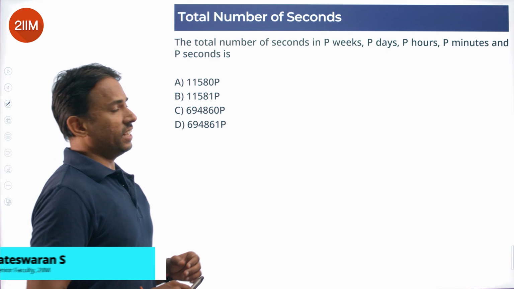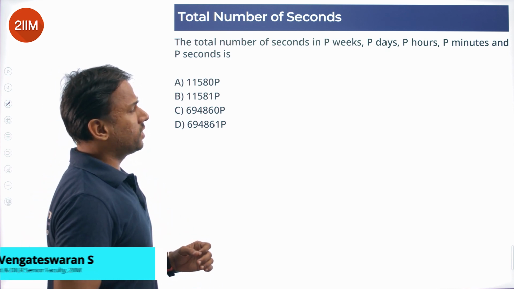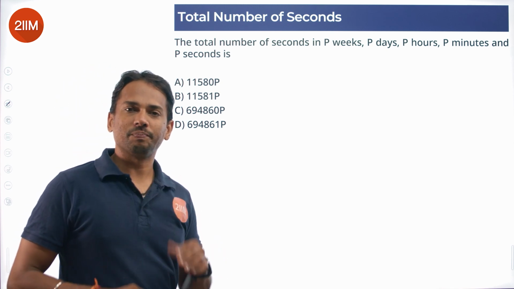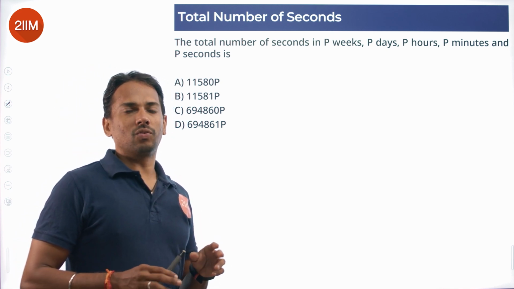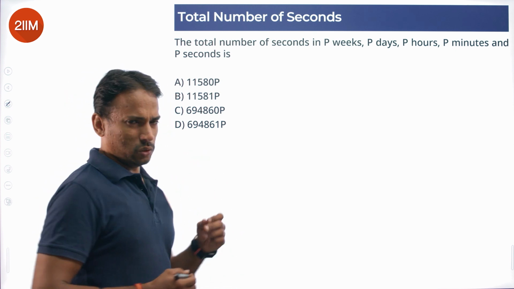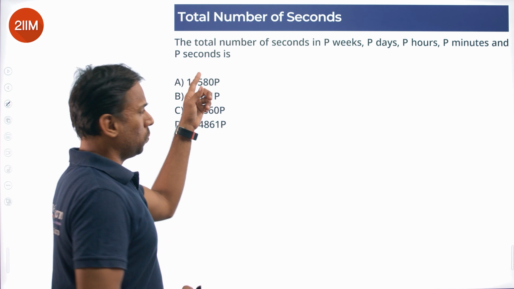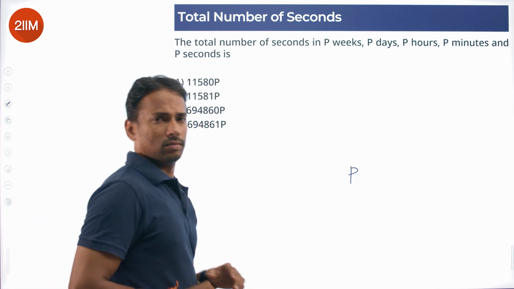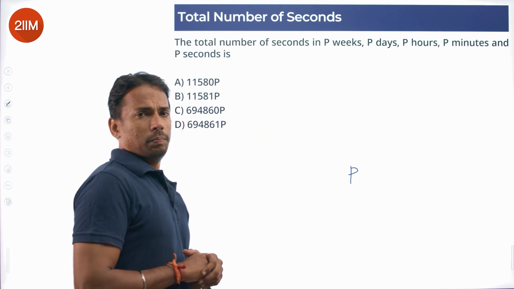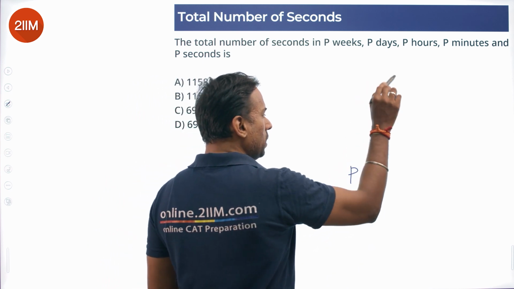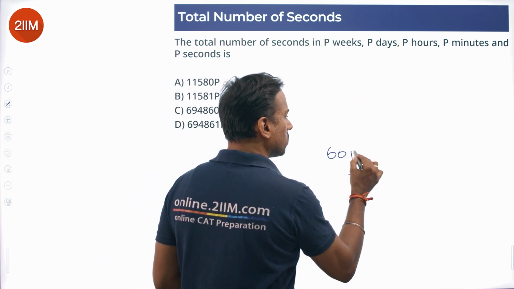The total number of seconds in P weeks, P days, P hours, P minutes and P seconds is how much? So easy in terms of concept, little tough in terms of calculation. So let's try to do this a little patiently. So P seconds is P, that's it. P minutes, we know each 1 minute we have 60 seconds. So P minutes will have 60P seconds, nice.